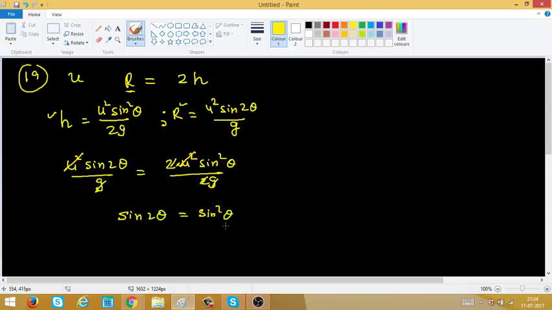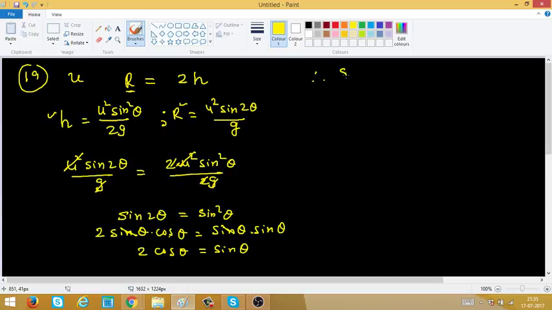sine square theta. That means 2 sine theta cos theta is equal to sine theta into sine square theta. Because sine 2 theta is 2 sine theta cos theta, and sine square theta I'll write as sine theta into sine theta. So what happens? Sine theta gets cancelled out. So 2 cos theta equal to sine theta.